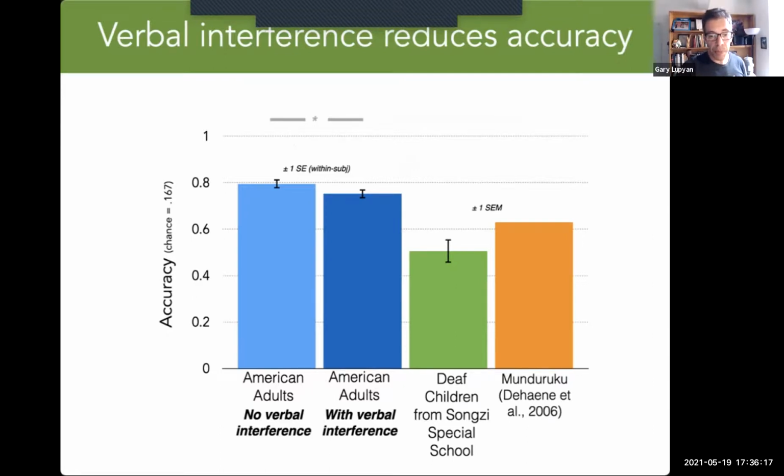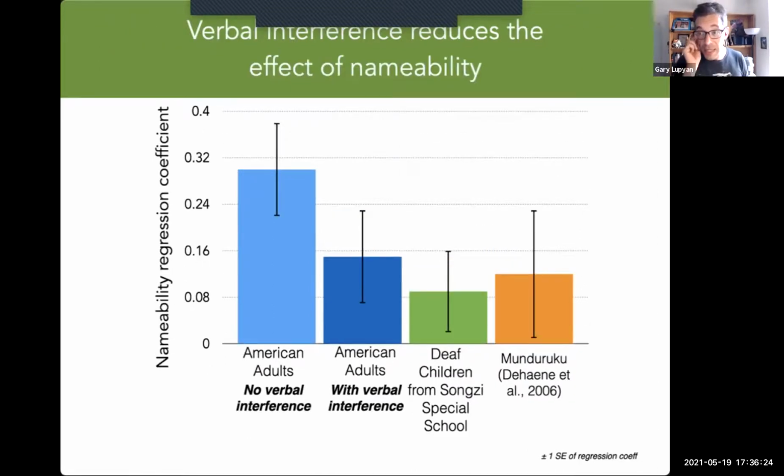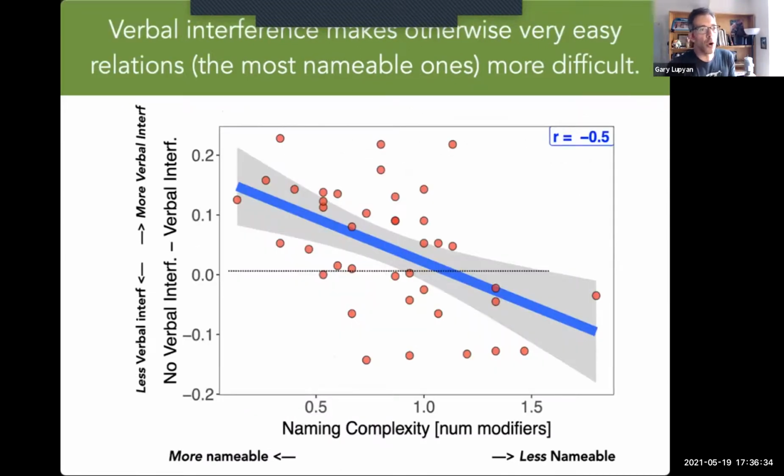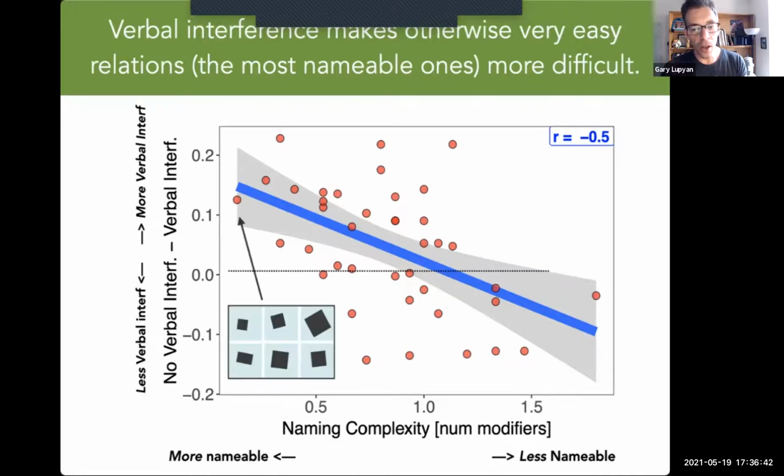So yeah, it messes people up a bit, but it's not like you suddenly lose all prior knowledge. What's interesting is that that relationship with nameability is significantly decreased. So verbal interference, in other words, selectively impacts the normally easy things like rectangle versus square. Those suddenly become more difficult. So the items most impacted by verbal interference are the normally easiest ones. They're still relatively easy, but not quite so easy.